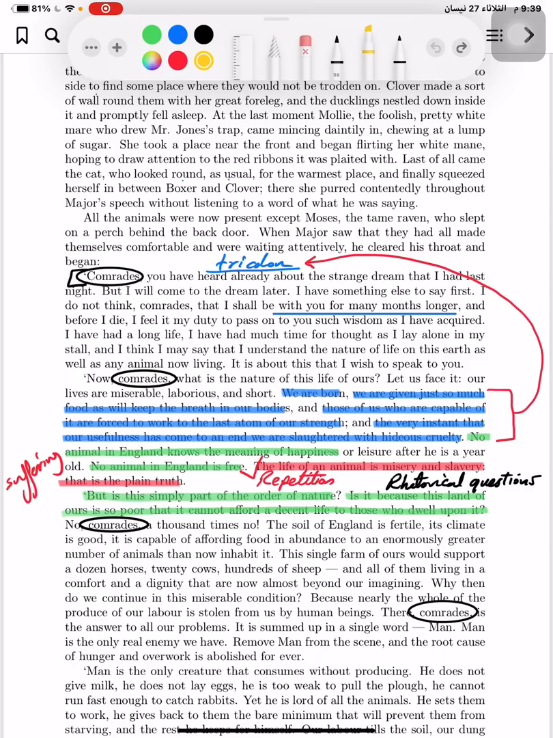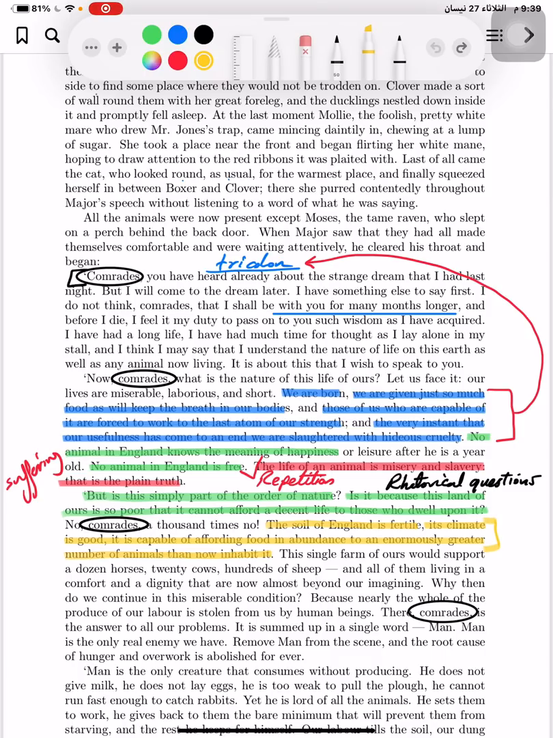This rhetorical style is followed directly by the use of a tricolon, the list of three instances inside the one basic structure, to provide examples to support what he has already said at the beginning of this paragraph. The soil of England is fertile, its climate is good, it's capable of affording food in abundance and to an enormously greater number of animals than now inhabit it.